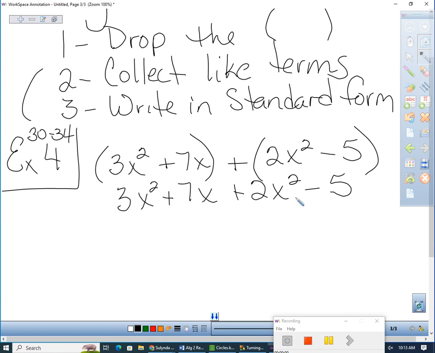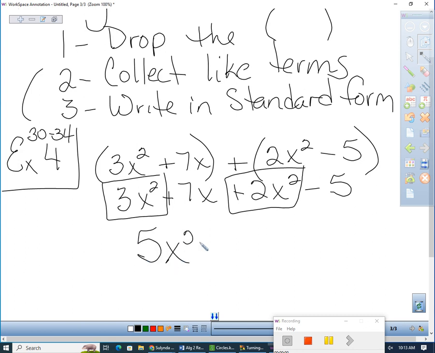Now we want to combine like terms. And as I said, I like to combine like terms and write it in standard form at the same time. So I'm going to start with my highest degree. I have 3x squared, and I have plus 2x squared. How many x squareds do I have? 5x squared. All right, so now those terms are done. What term would come next? Good, so plus 7x. So that takes care of that one. And then minus 5. Perfect. Very good, Joel. We have a quadratic trinomial.